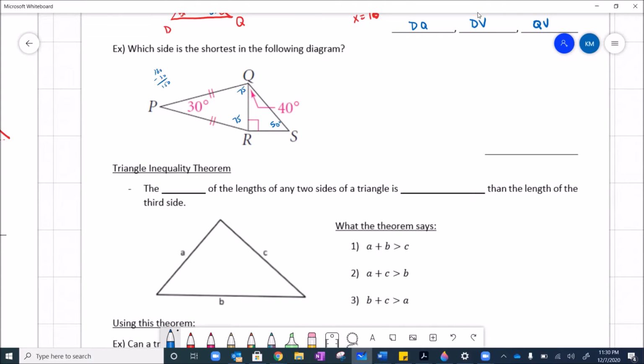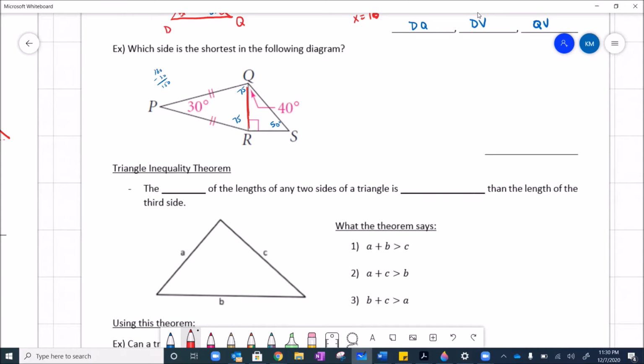So now, since we're looking for the shortest side in the diagram, we can start with PQR and say, okay, in this triangle PQR, what's the shortest side? Well, in that triangle, the smallest angle is 30, and so the shortest side in this triangle must be QR.